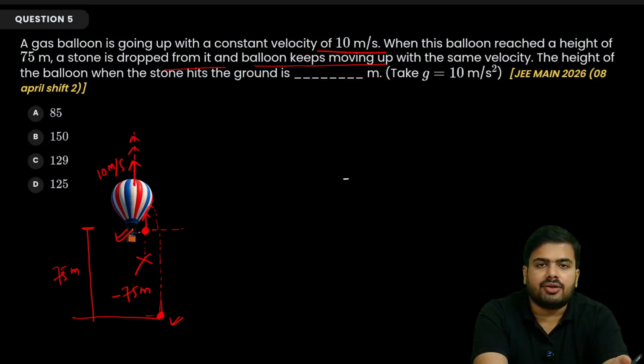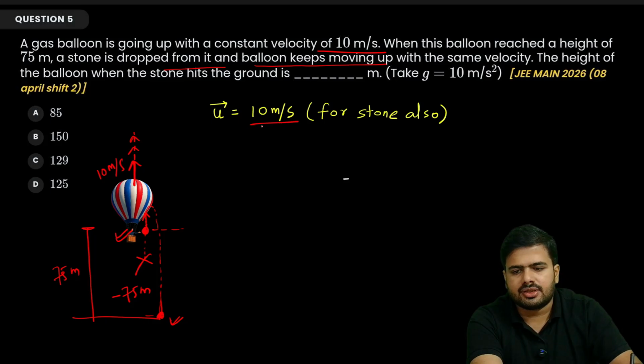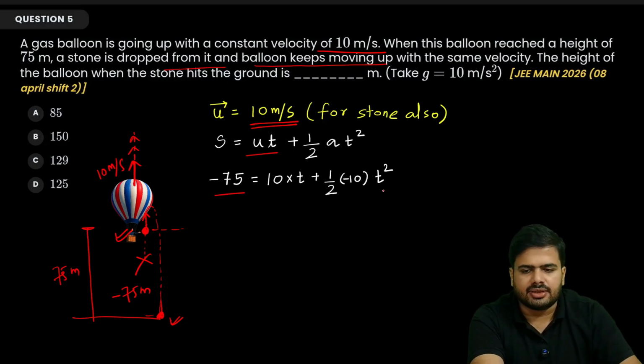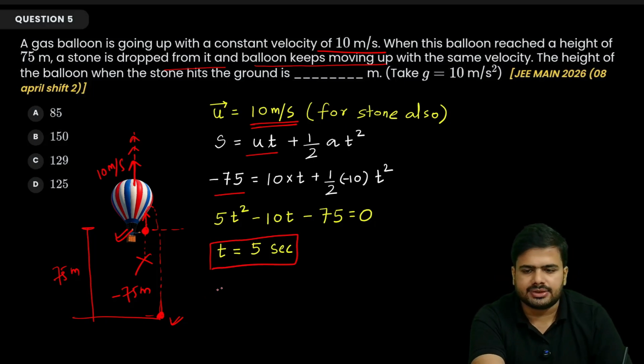So here what g value are we going to take? Minus 10 we are going to take. So the initial velocity for the stone we will take as 10 meter per second. So we can apply the formula s equals ut plus half at square. S is minus 75 here. Substituting the respective values, 10 into t, half into minus 10 t square, and solving this quadratic equation, we got the time as 5 seconds.